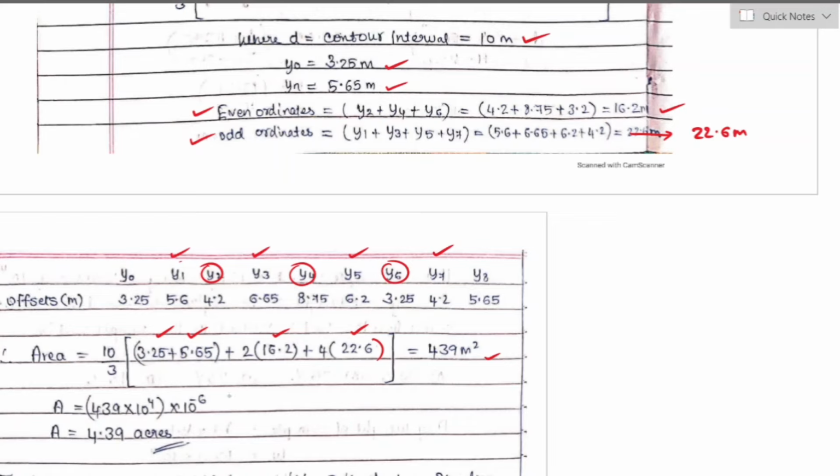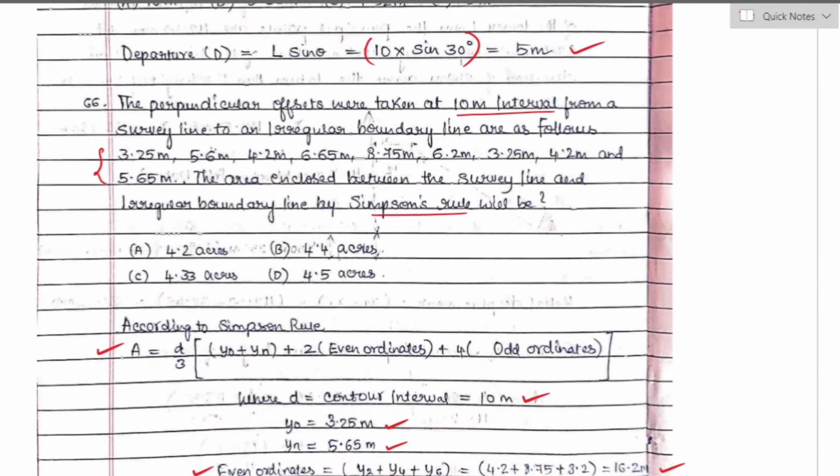So to convert it into acres, it will be 439 multiplied by 10 to the power of 4 into 10 to the power of minus 6. So area will be 4.39 acres. So option B is the right answer, 4.4 acres.